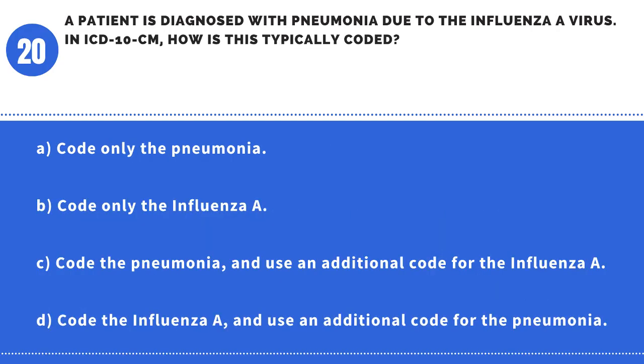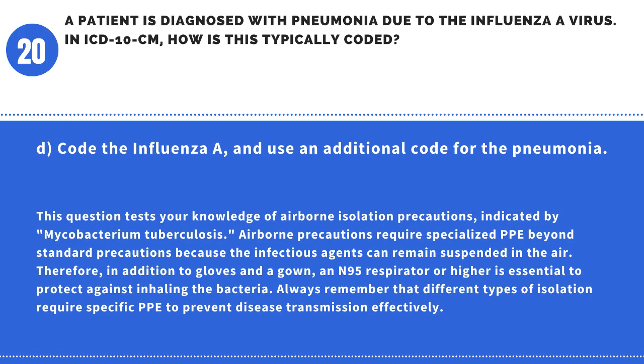Question 20. A patient is diagnosed with pneumonia due to the influenza A virus. In ICD-10, how is this typically coded? A. Code only the pneumonia. B. Code only the influenza A. C. Code the pneumonia and use an additional code for the influenza A. D. Code the influenza A and use an additional code for the pneumonia. Answer. D. Code the influenza A and use an additional code for the pneumonia.